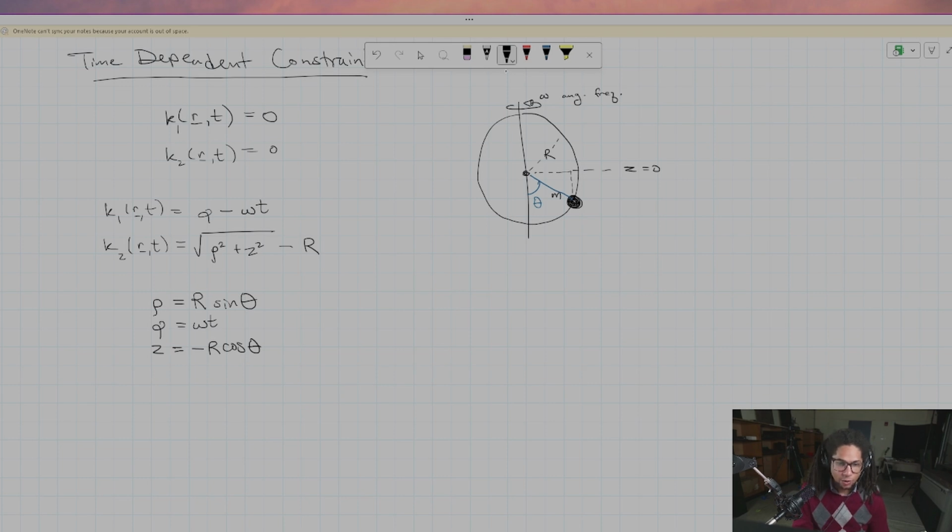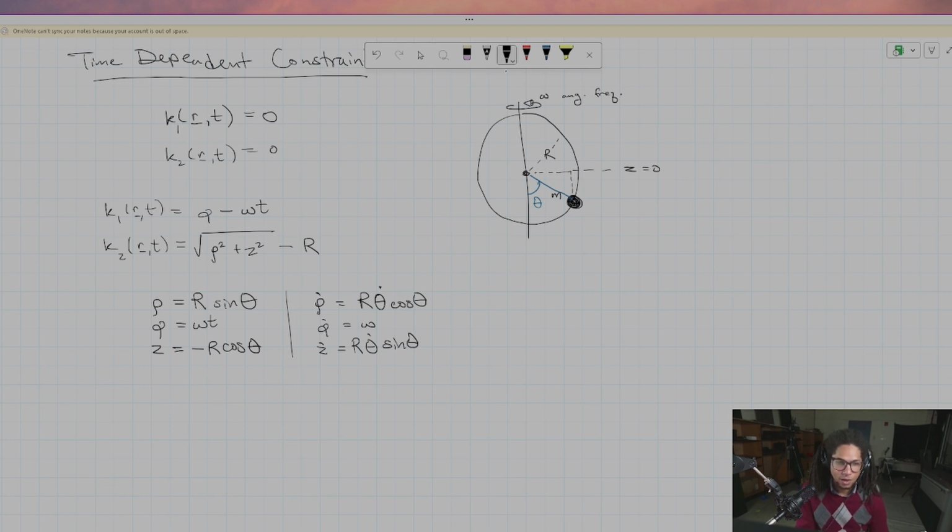Now, while we're at it, we might as well express rho dot, phi dot, and z dot. So rho dot is equal to, well, r is a constant, so it's going to be r theta dot cos theta. For phi dot, we just get omega. And for z dot, we get, well, that one is going to be r theta dot sine theta.